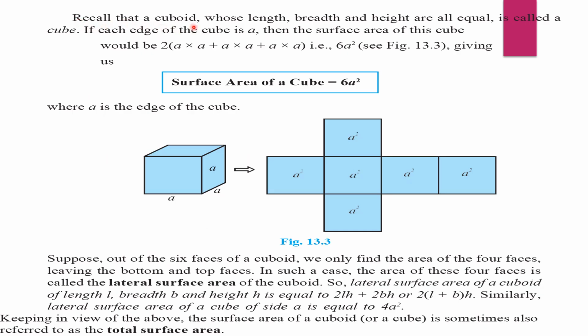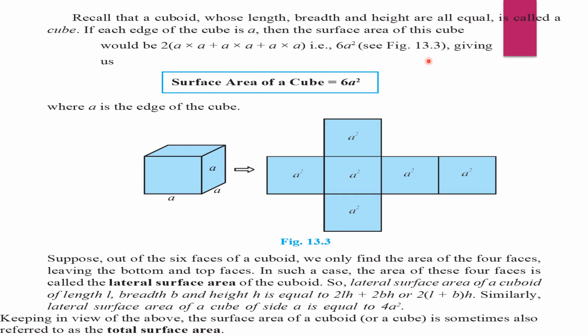Recall that a cuboid whose length, breadth and height are all equal is called a cube. Yes, my children. In a cuboid, if length, breadth and height are all equal, then the cuboid is said to be a cube. If each edge of the cube is A, then the surface area of this cube would be 2 into (A into A plus A into A plus A into A). Yes, my children. That is 6A square.